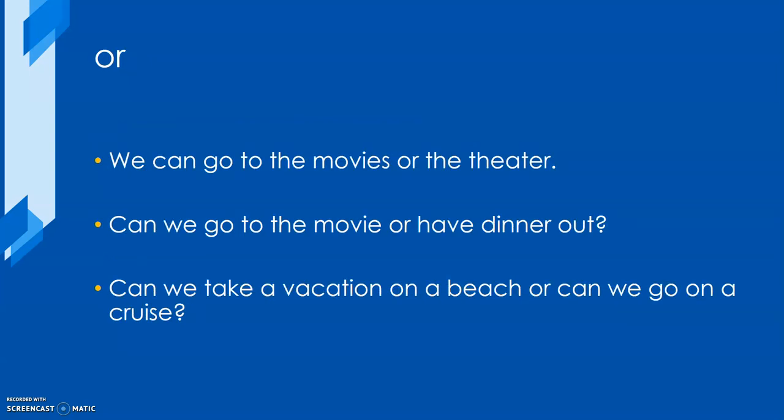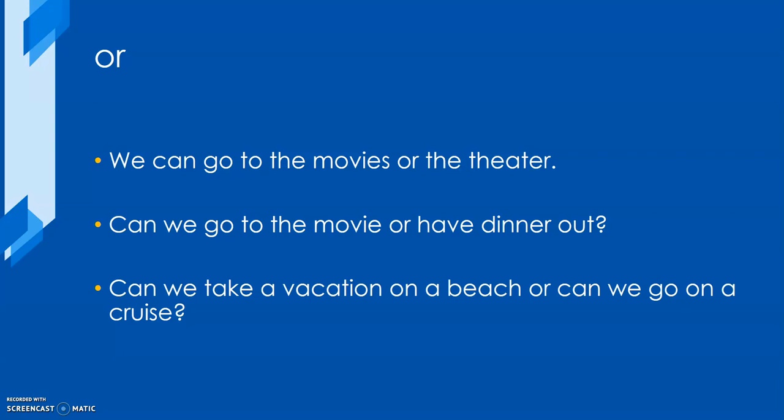The coordinating conjunction or shows that you have a choice. So we can go to the movies or the theater. Second example, can we go to the movie or have dinner out? Third example, can we take a vacation on a beach or can we go on a cruise?